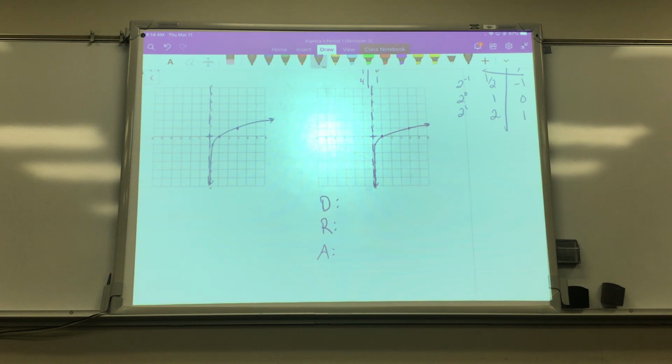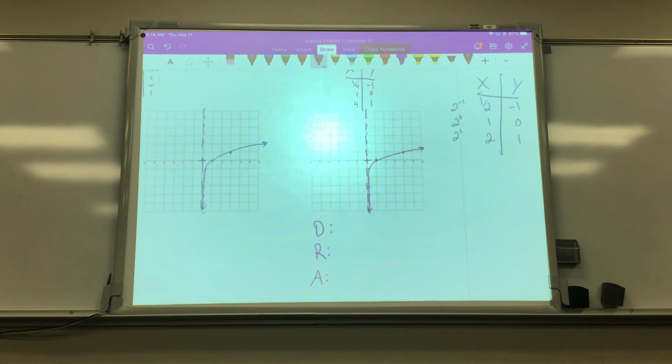Domain. Do we go left and right forever? No. So x has to be what in this case? If we're going to the right, it's going to have to be greater than, right? Greater than what? 0. Okay, you're always going to look at your h value.